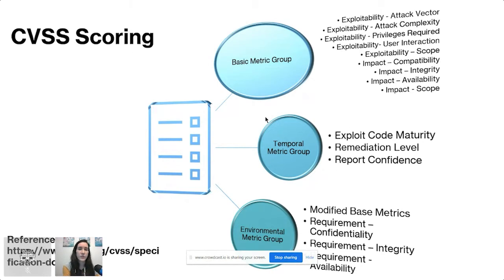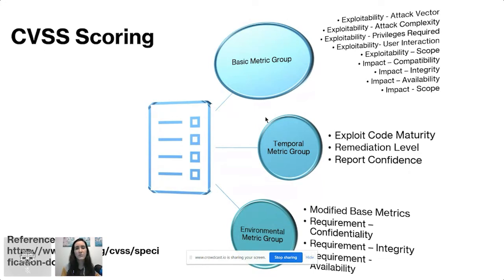These three groups are then broken down into several other subcategories. Each one of these categories is looked at and evaluated, and they're all brought together to bring up that vulnerability score that you would see, whether it's a 5.4 or a 9.8, which would be a critical. So all of these things make up the CVSS score.